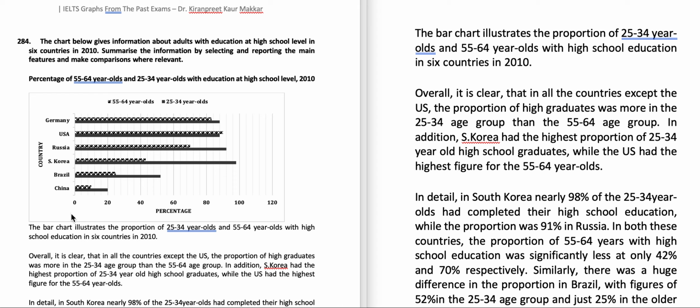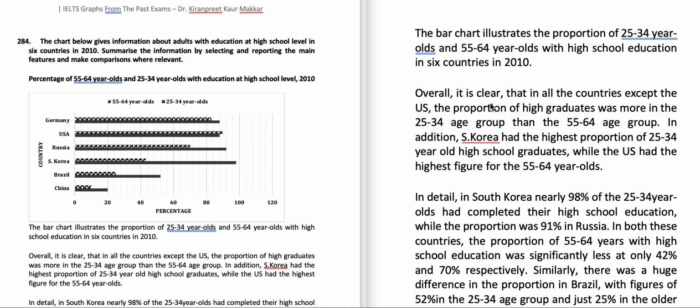So let's see how to write this. The bar chart illustrates the proportion of 25 to 34-year-olds and 55 to 64-year-olds with high school education in 6 countries in 2010. So you can see some part of the introductory sentence I have taken from the graph. This is the title of the graph. And so this is a very good paraphrasing, one sentence introduction. Then we come to the overview.